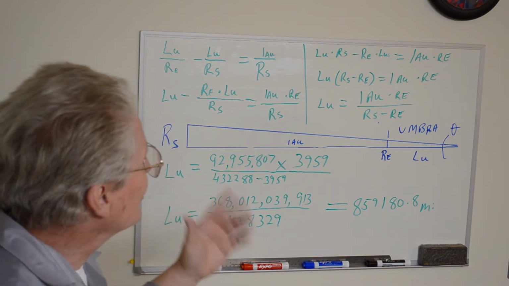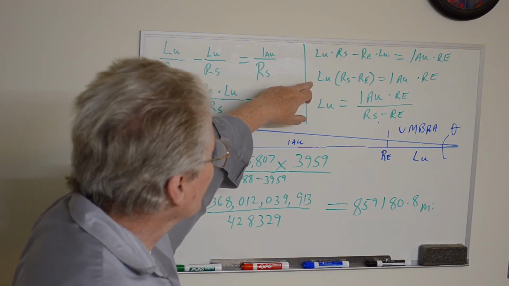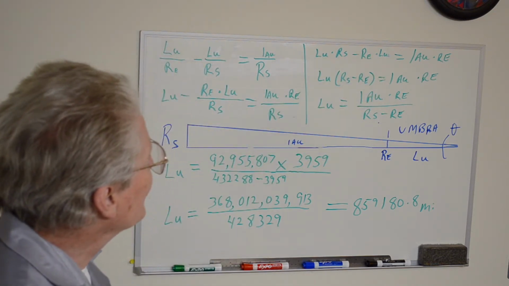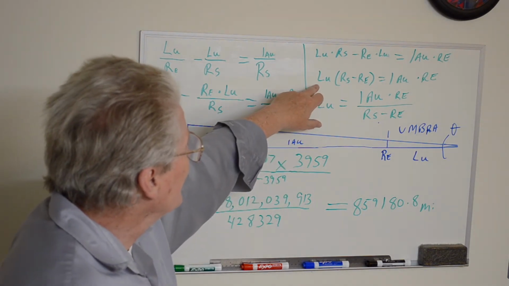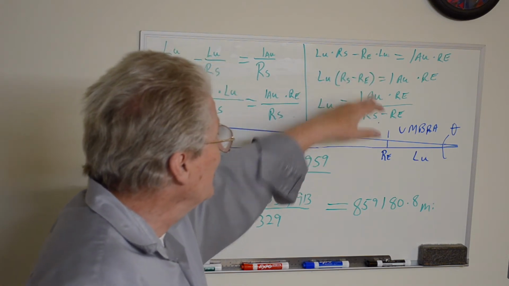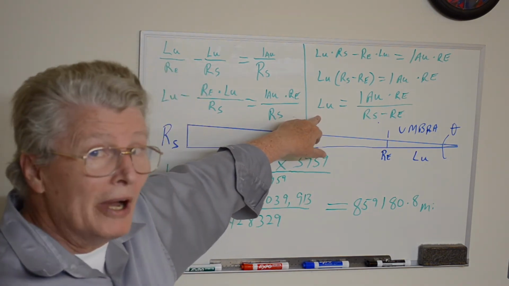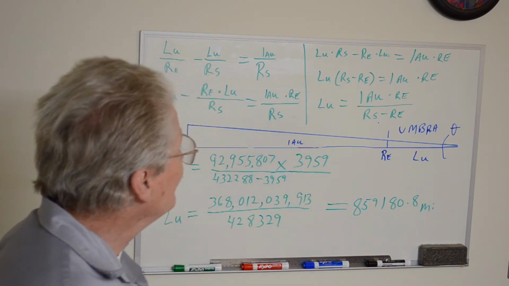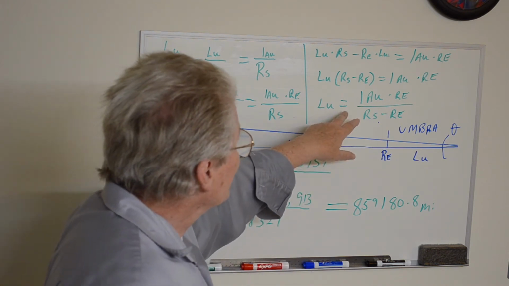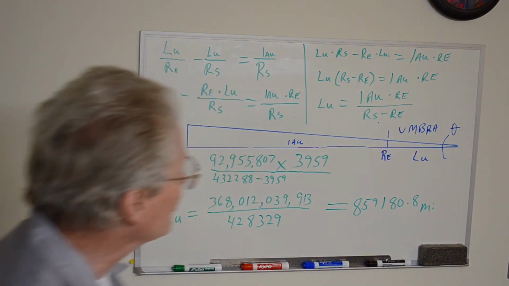So now we've gotten rid of the denominators, and we're going to move on to solving for LU. First of all, we'll pull LU out of these two terms here and use the distributive property to get LU times RS minus RE, and we leave the other term alone. Okay, now we're going to divide both sides by RS minus RE to leave LU by itself. Now we can finally solve for LU. That is going to equal 1 AU times RE, which was already there, divided by the RS minus RE term.